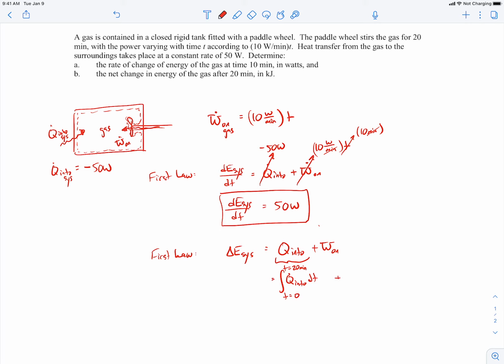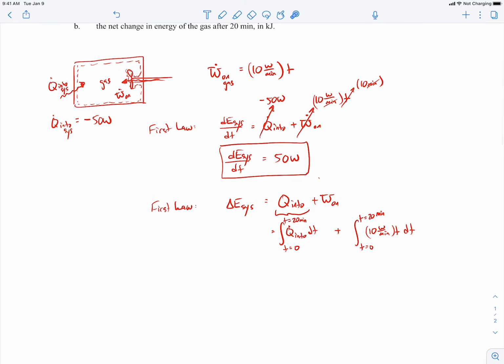And then to find the rate at which work is being done, we'll integrate that one as the power as well. So again, from t goes from 0 to 20 minutes. And this will be the 10 watts per minute times the time times dt. So to find the total amount of heat transfer and work, we're just integrating the rate of heat transfer with time and the rate at which we're doing work with time.